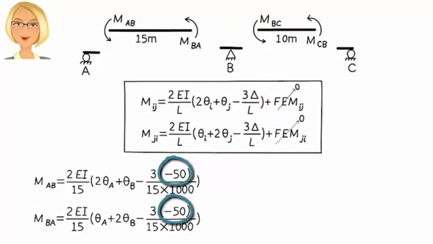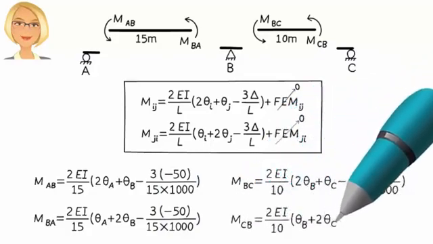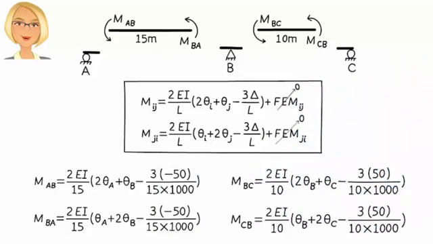What is delta here? It is the differential vertical displacement between the ends of the segment. In other words, it is our support settlement. So delta equals negative 50 millimeters. For the sake of consistency, I have converted the unit of displacement from millimeter to meter here. For member BC, we have, here, delta is positive 50 millimeters.